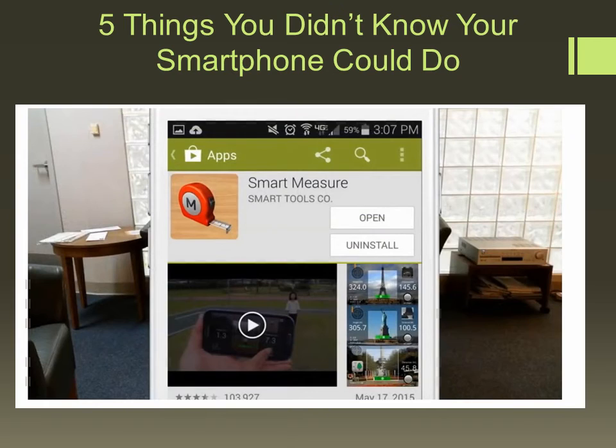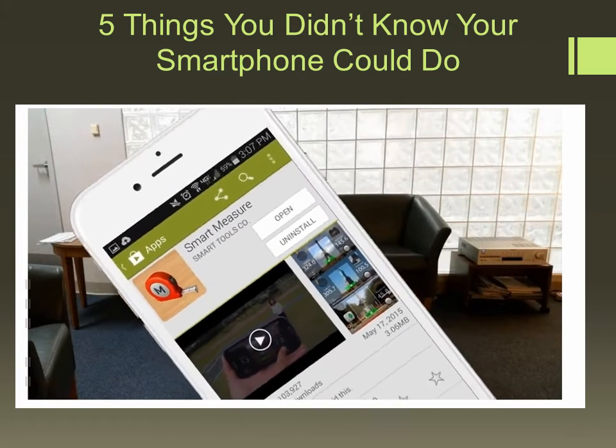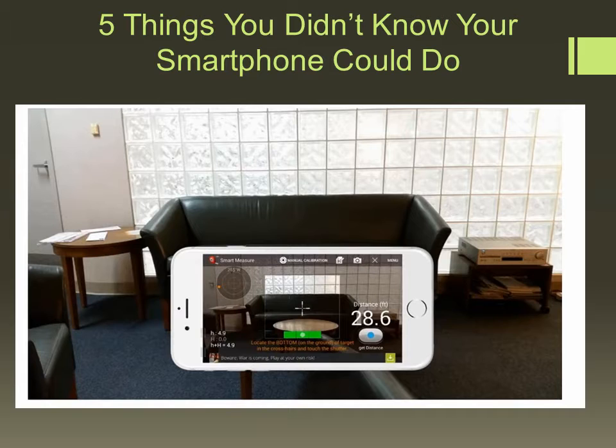And apps like Smart Measure for Android take the guesswork out of measuring. It uses trigonometry to measure distance, height, width, and area of a given object. All you have to do is point your phone's camera at what you want to measure and press the shutter like you're taking a picture.